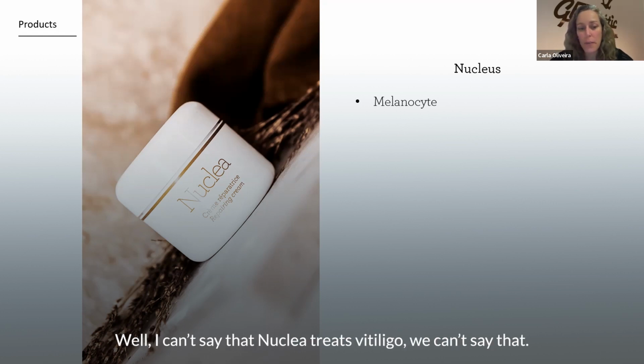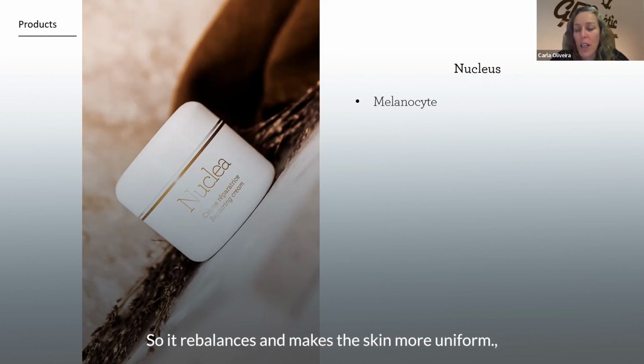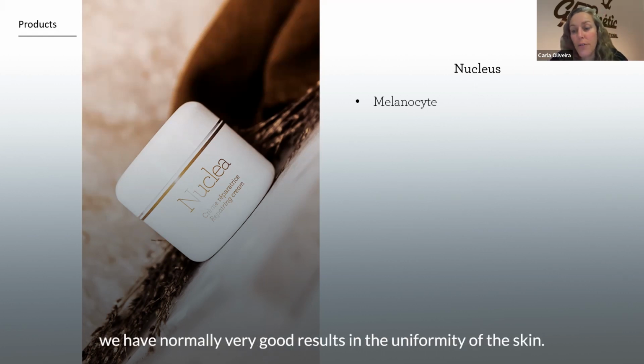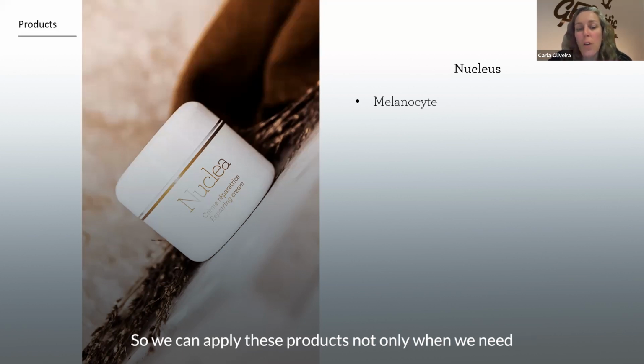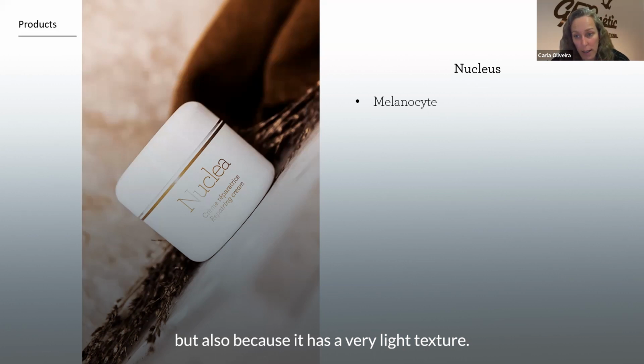Well, I can't say that Nuclea treats vitiligo. What we can say is that Nuclea stimulates the work of melanocytes. So it rebalances and makes the skin more uniform when we talk about color. If you have vitiligo and we apply Nuclea, we normally have a very good result in the uniformization of the skin. So we can apply this product not only when we need to approach the stimulation of the production of color, but also because it has a very light texture.